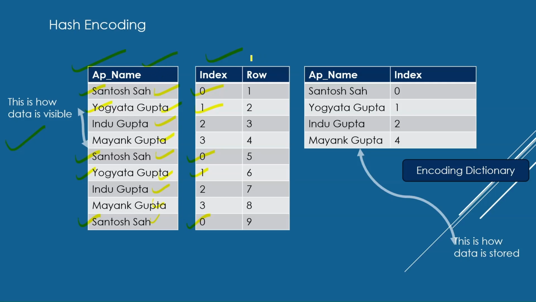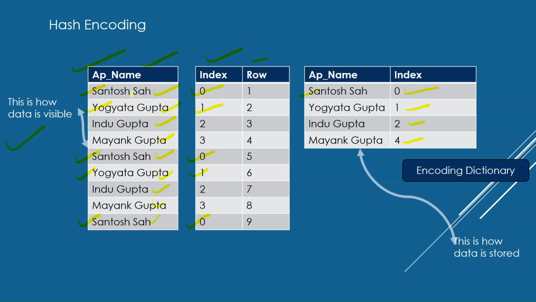Once this index gets created, how is the data stored at the backend? The data is stored in the backend like this. This is the name Santosh Shah, and it stores the index value. How does it identify it? With the help of a 0. So 0, 1, 2 and 4 like this.